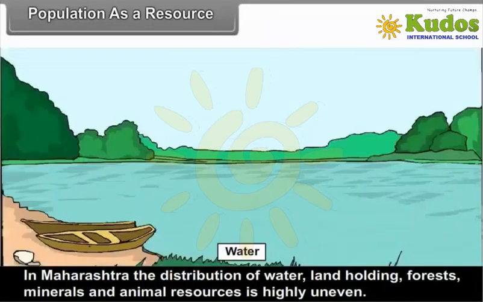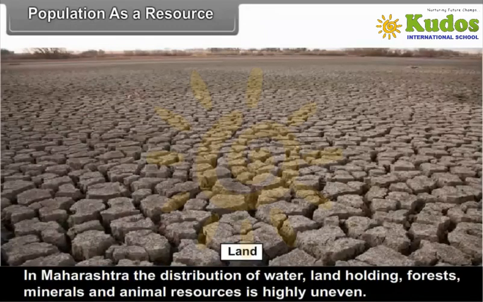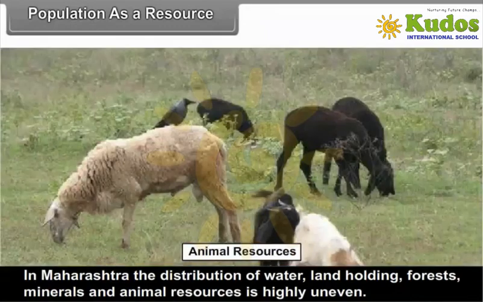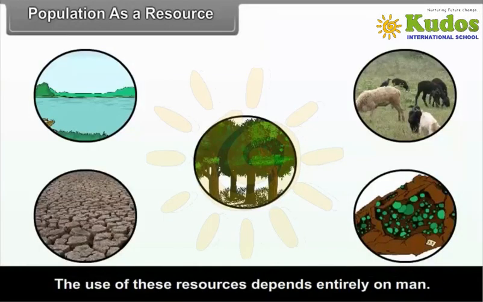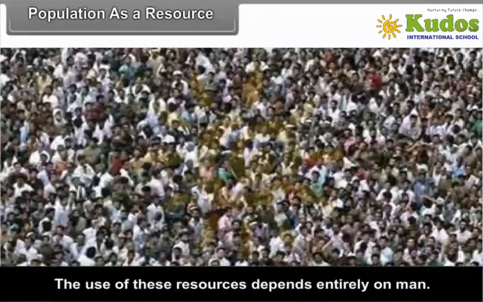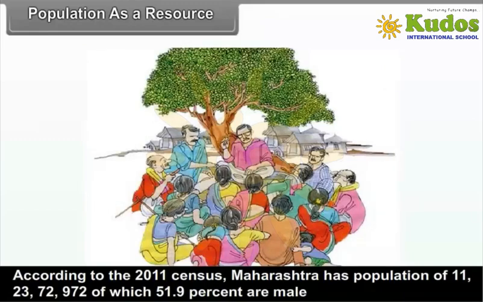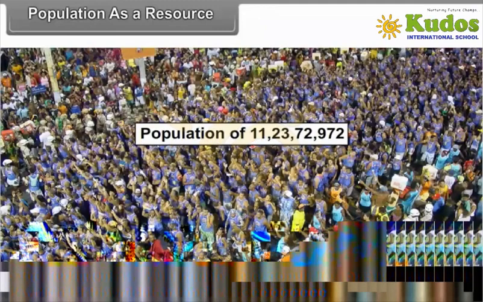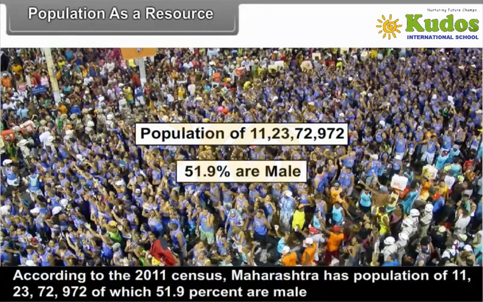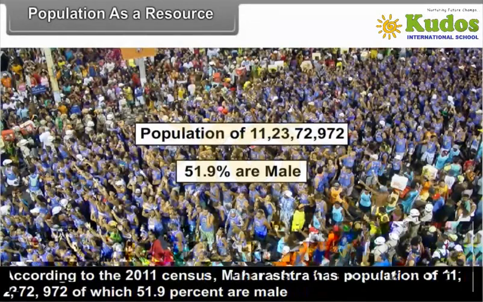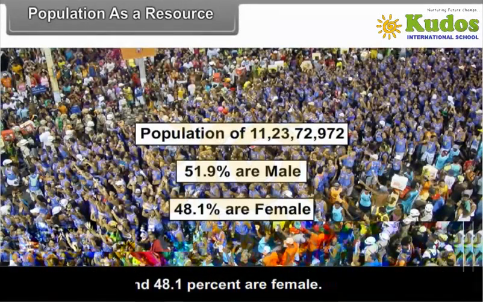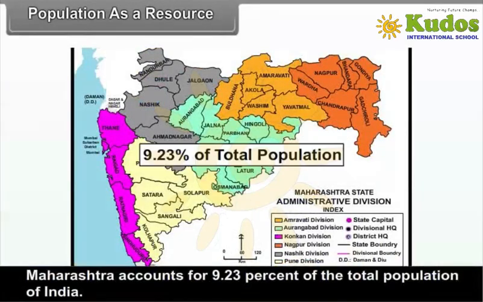In Maharashtra, the distribution of water, landholding, forests, minerals and animal resources is highly uneven. The use of these resources depends entirely on man. In case of population, Maharashtra ranks second in India. According to the 2011 census, Maharashtra has a population of 11 crores 23 lakhs 72,972, of which 51.9% are male and 48.1% are female. Maharashtra accounts for 9.23% of the total population of India.